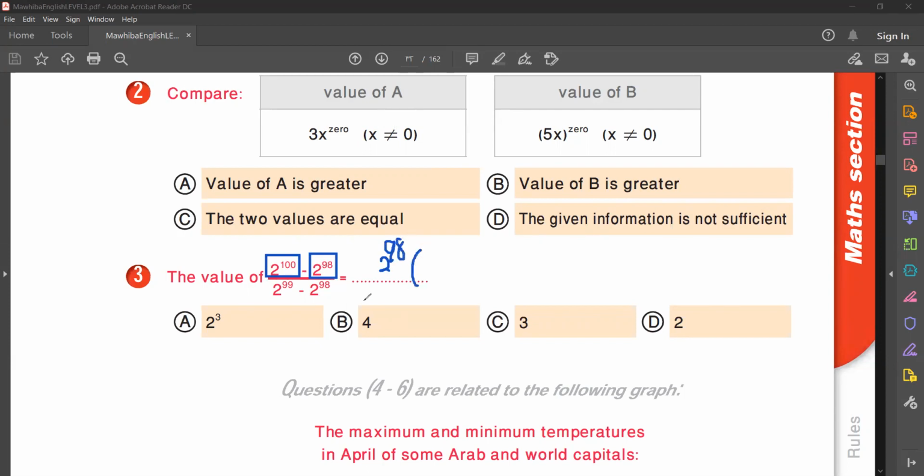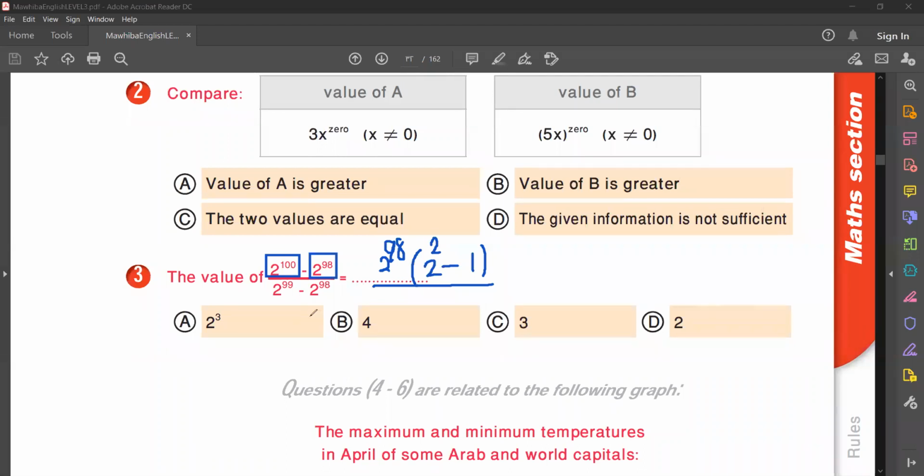And what is the left? 2 to the power 100 and minus 2 to the power 98. The remainder is 2 to the power 2, right? Minus 2 to the power 98, you take it, equals what? Equal to 1, right? What about the denominator here?